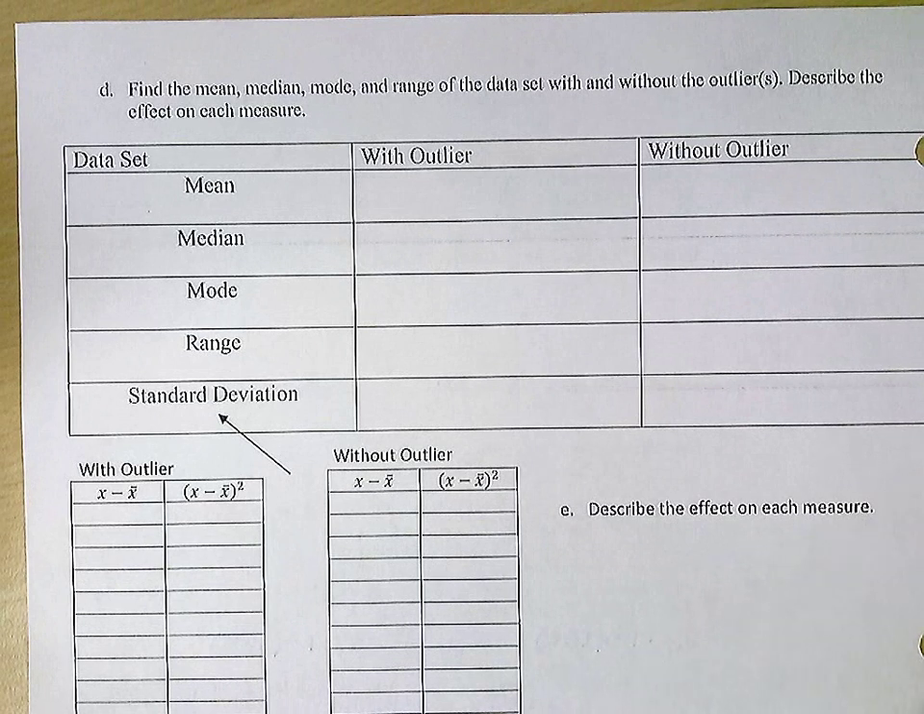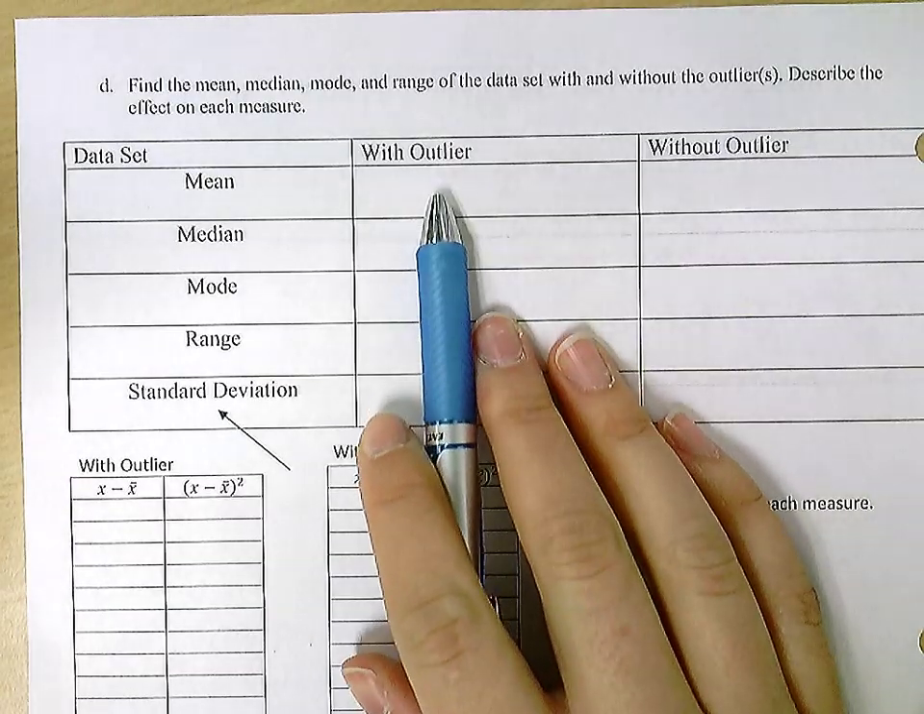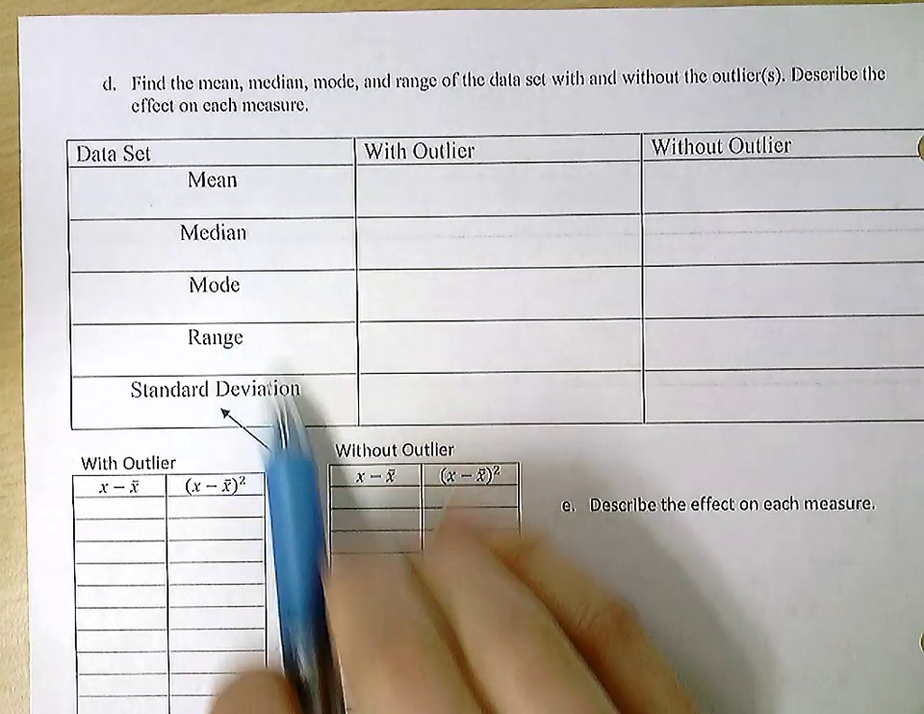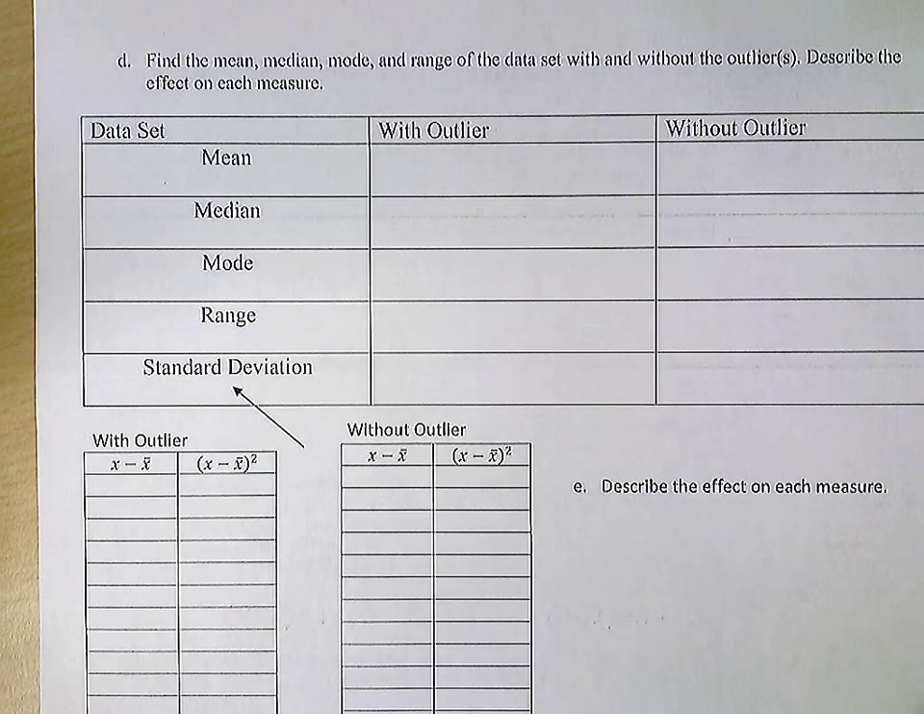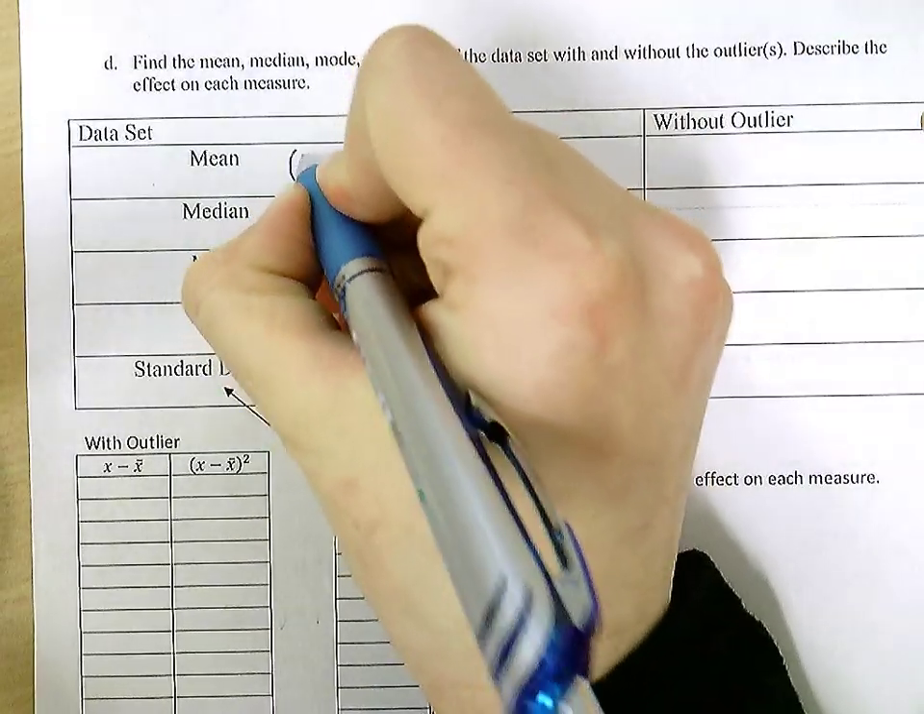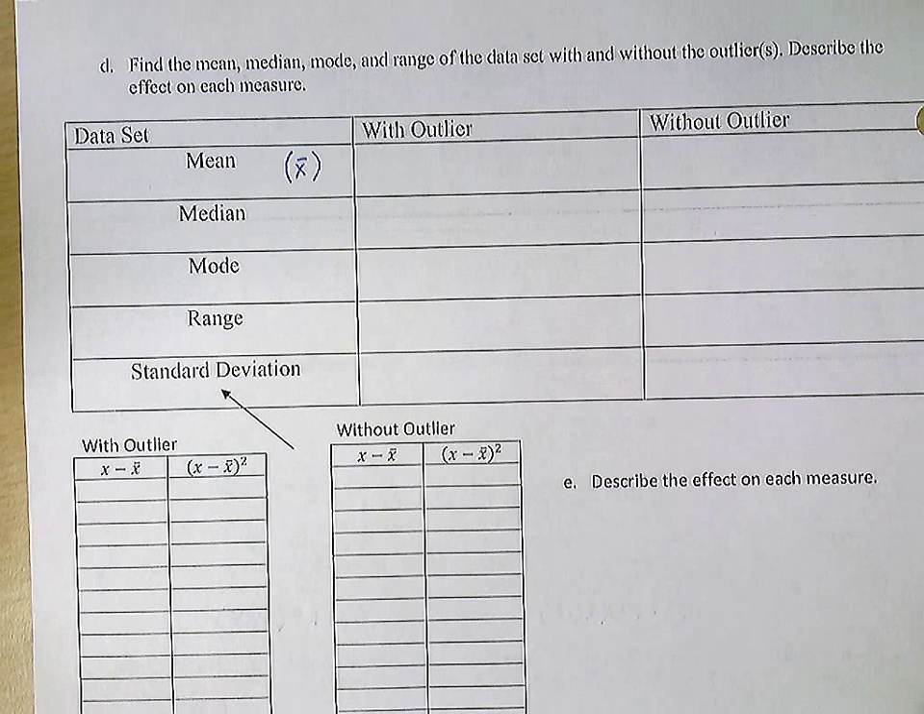Okay, the last part we want to do is find the mean, median, and mode, the range, and the standard deviation of the data set with and without the outliers. And then we want to compare each one. So with your outlier, you're going to find the mean, median, mode, range, and standard deviation. So finding our mean, that's your x bar value. That's where we add everything up and divide by how many there are.